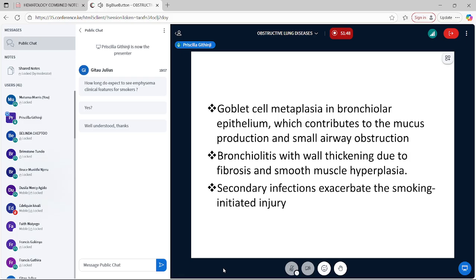So when you have that, you also have goblet cell metaplasia in the bronchiolar epithelium. So you're moving from your respiratory epithelium to a goblet cell-like epithelium, which contributes to mucus production and small airway obstruction. So you're producing more mucus that it ends up clogging your airway. You can also have bronchiolitis with wall thickening due to fibrosis and smooth muscle hyperplasia. So bronchiolitis is the small airways, your terminal bronchioles. So of course, with inflammation, you'll end up healing, and you heal with fibrosis, and you also have smooth muscle hyperplasia. And then in these patients, they also develop secondary infections that will exacerbate the smoking-initiated injury.